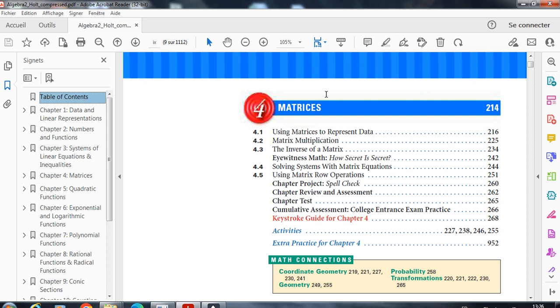So we have 5 lessons in the 4th chapter: using matrices to represent data, matrix multiplication, the inverse of a matrix, solving systems with matrix equations, using matrix row operations.